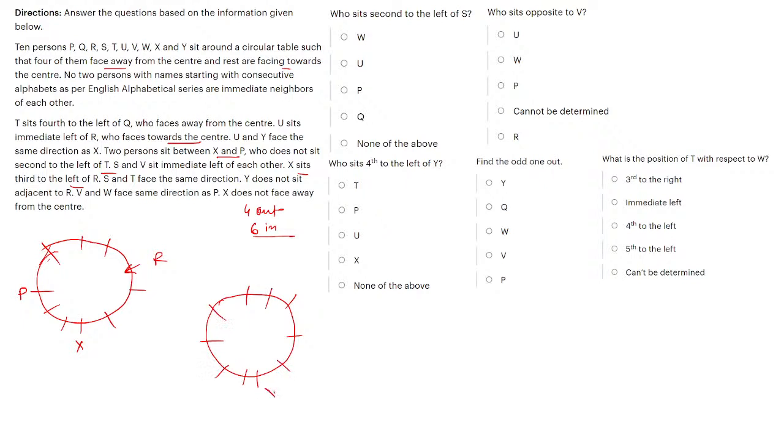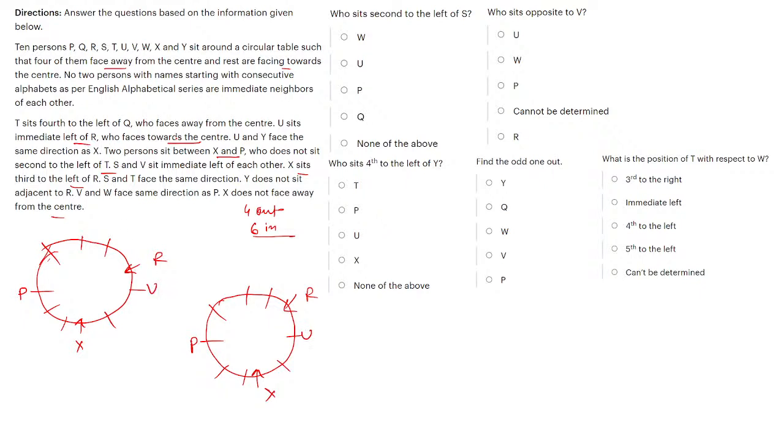This is it. So this is X, this is R, and 1, 2, this is P. Now X does not face away from the center, so X is facing inside here, and anything related to X, R and P, that would be better. U sits immediate left of R.